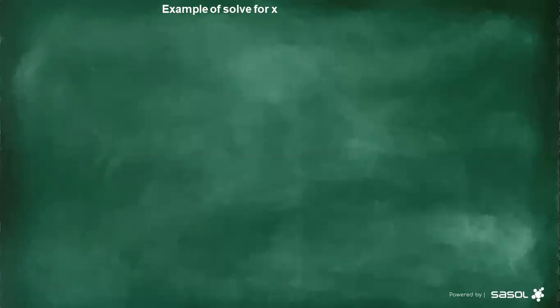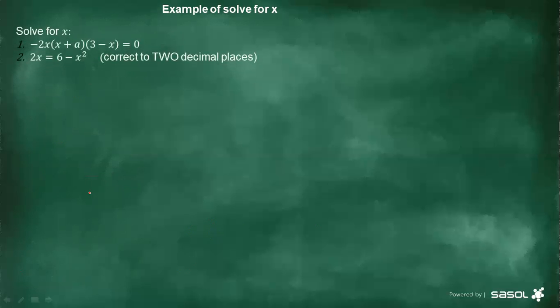Example of solve for x. Now remember, we are still under algebra, and I did explain that we are going to be solving quadratic equations. All right, now let's solve for x. Number 1: -2x into x plus a into 3 minus x equals 0. Let's see how you calculate this one.